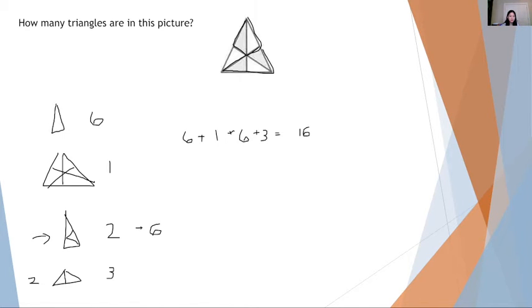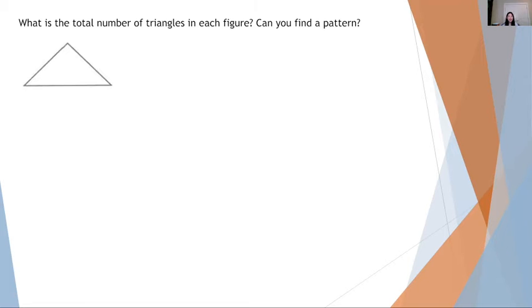Next question. Now that you know how to kind of do it, we're going to go through some examples and look for some patterns. So this first one, does anyone want to tell me how many triangles are in here? Yes, Xiao. Bruh, it's one.